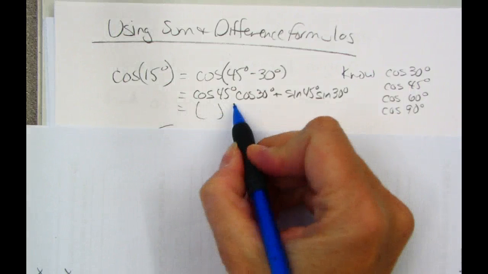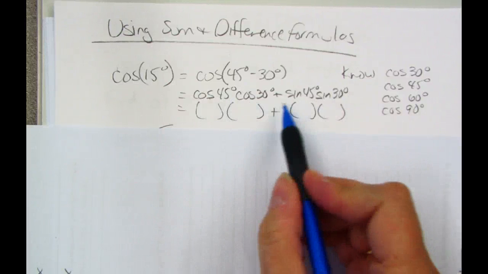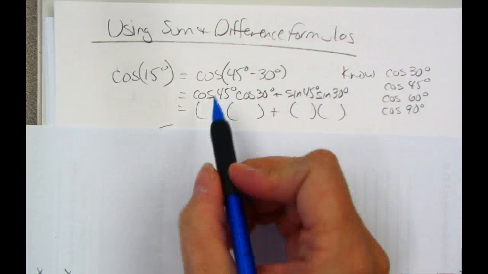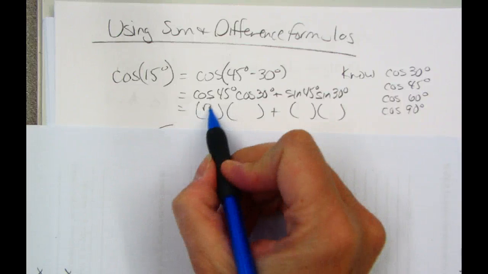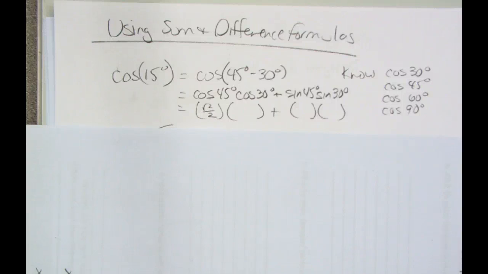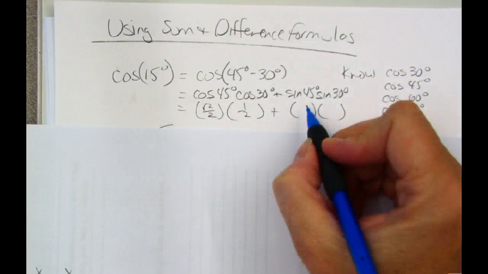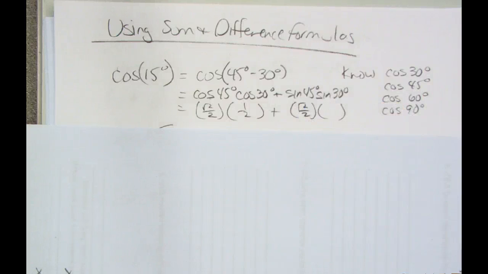Again, I'm going to get myself set up. This is multiplication, right? This times this plus this times this. Cosine of 45 degrees is square root of 2 over 2. Cosine of 30 degrees, the tall one, is 1/2. Sine of 45 degrees is square root of 2 over 2. I have to make sure I know what quadrant I'm in. All of these are quadrant 1, so they're all positive.